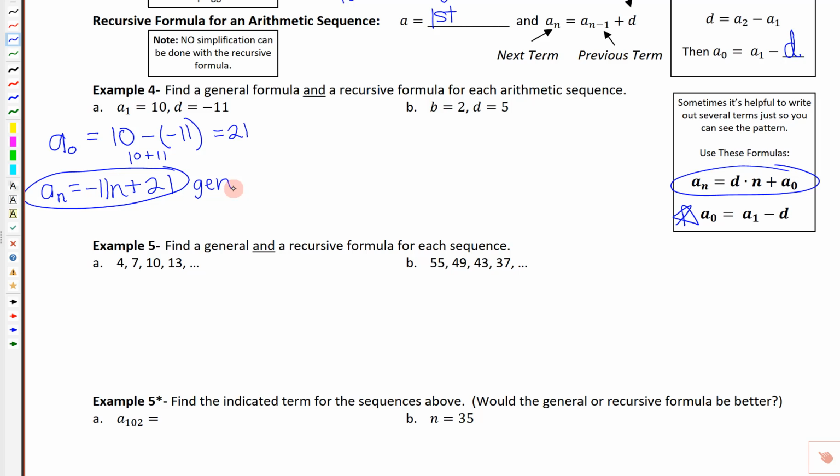Okay, the recursive formula is pretty easy to write out. We have it up here, so a sub n equals a sub n minus 1 plus our difference, plus 21. So all the recursive formula is saying is, to get whatever term we need, we take the term before it, and we add 21, and that will give us our term. So this is our recursive form.